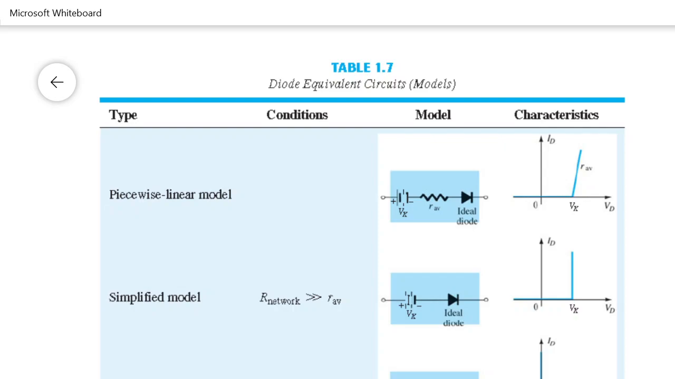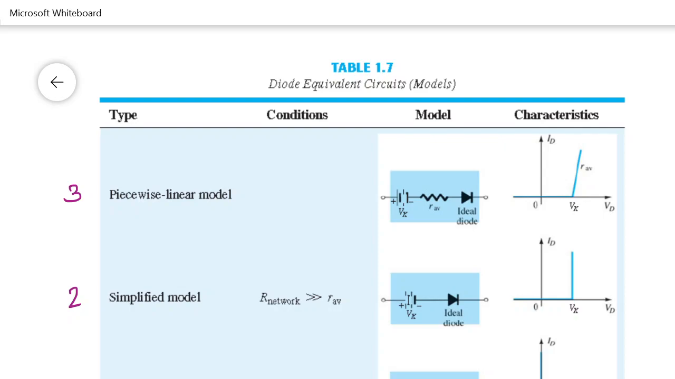The first approximation is the ideal approximation, or the ideal device. This is the 1, this is the 2, this is the 3 actually. This is the first approximation where we consider the diode as an ideal switch.